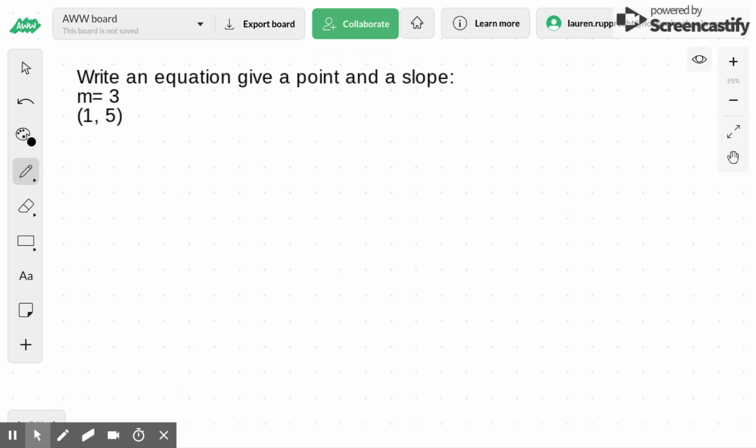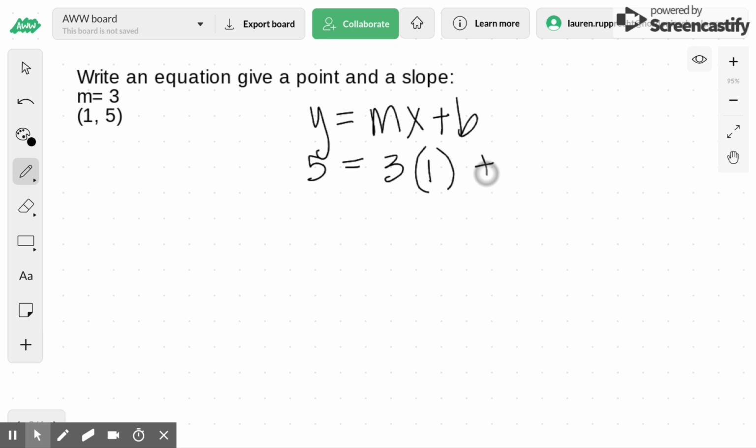Okay, let's try that again. Write an equation given a point and a slope. My slope is 3. My point is (1, 5). So I write y equals mx plus b, and I substitute in all the values that I know already. So y is 5. m is 3. Remember, it's multiplication. x is 1. And b stays the same because we don't know what it is yet.